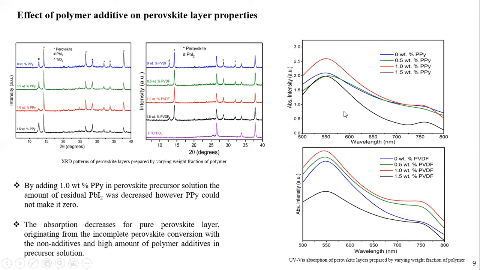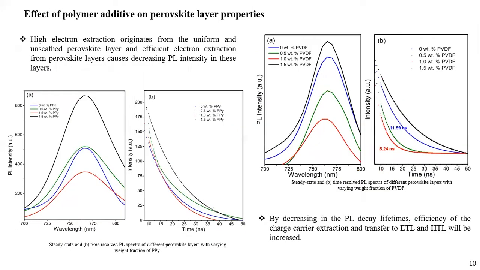UV-Vis absorption was employed to study optical properties of perovskite layers. Formation of perovskite and meso-TiO2 caused a wide range of absorption from 450 to 750 nanometer, as shown in the figures. More compact and uniform perovskite layer prepared by 1% polymer led to higher light absorption of perovskite layer. The overall evaluation of UV spectra confirms that getting compact and uniform perovskite layer is critical, which can be conferred by increasing light absorption in perovskite layers.